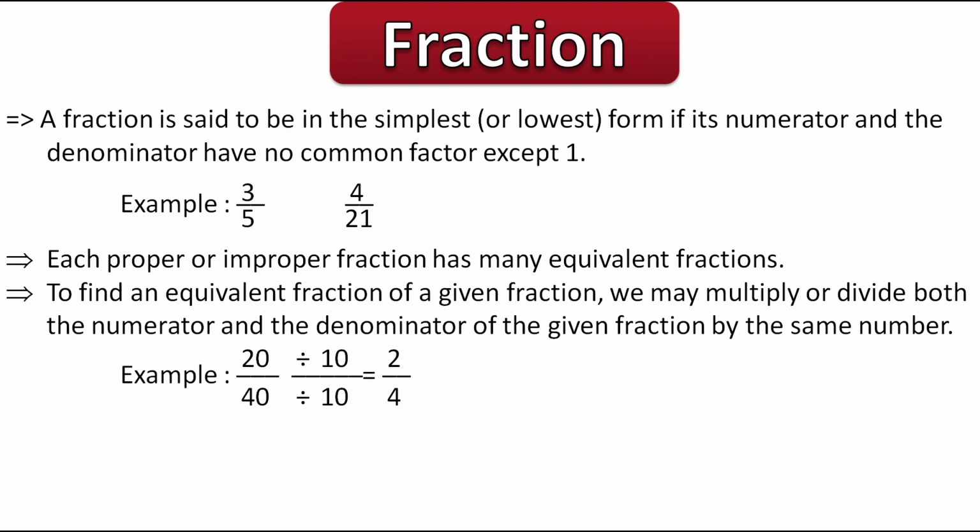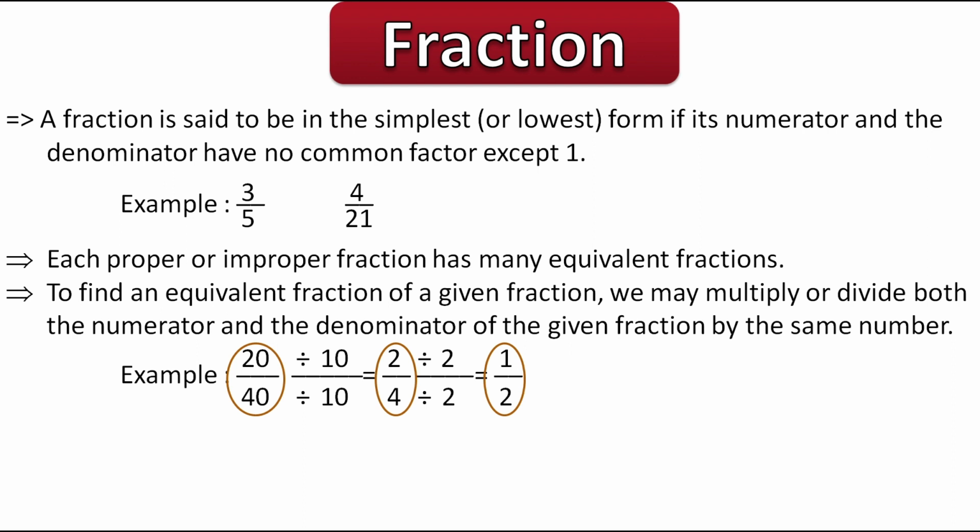Now again you all know that 2 and 4 can be divided by 2. So again I am going to divide by 2. Okay, so I got the answer 1 upon 2. Now we can't divide it further. 1 upon 2 we can't divide by any number. If I want an equivalent fraction again, we can multiply. Now here 20 upon 40, 2 upon 4 and 1 upon 2, these 3 fractions are equivalent to each other.